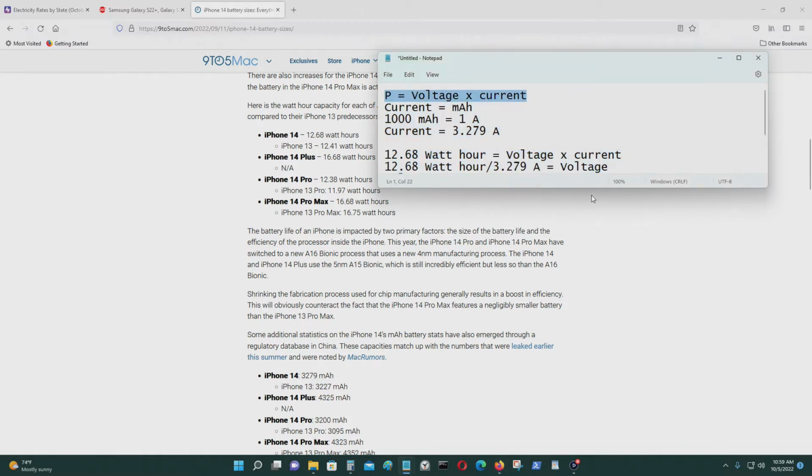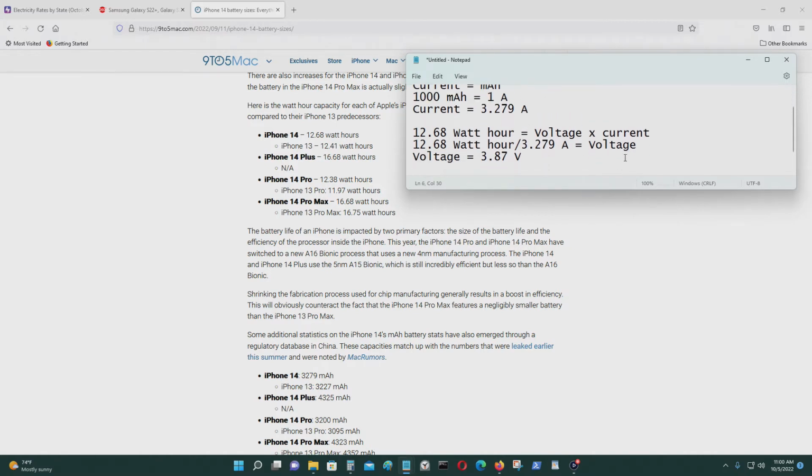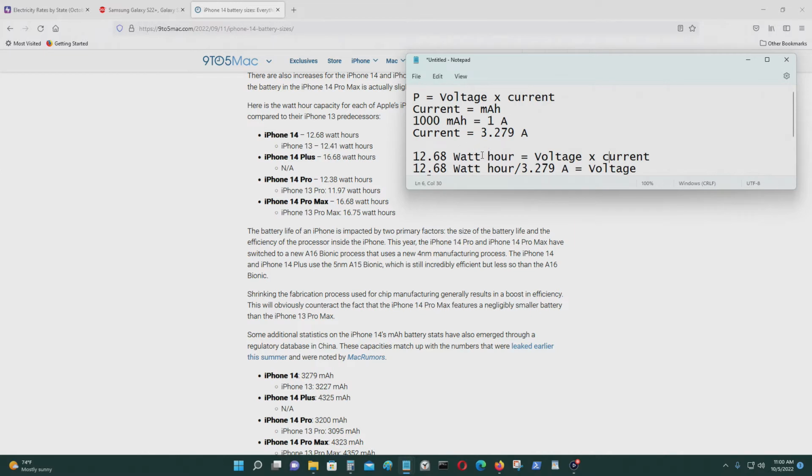So the way I found out the voltage was basically by using the power equation. Power in watts is equal to voltage times current. Current is in amps. So we would convert 3,279 milliamps to amps. Since there's 1,000 milliamps in 1 amp, we would divide 3,279 milliamps by 1,000, and then we would get 3.279 amps.